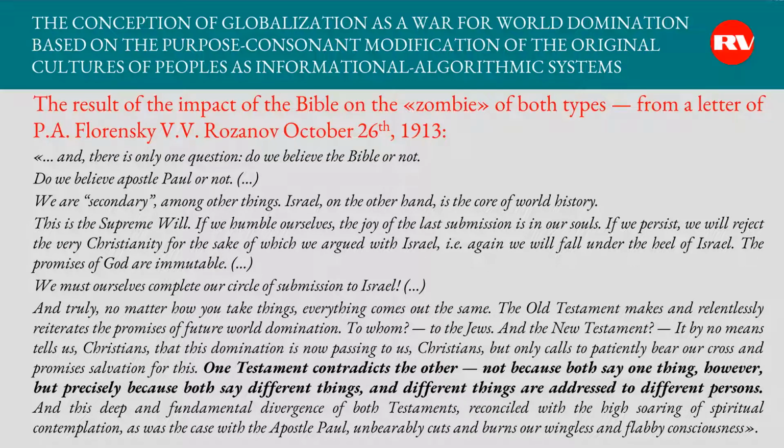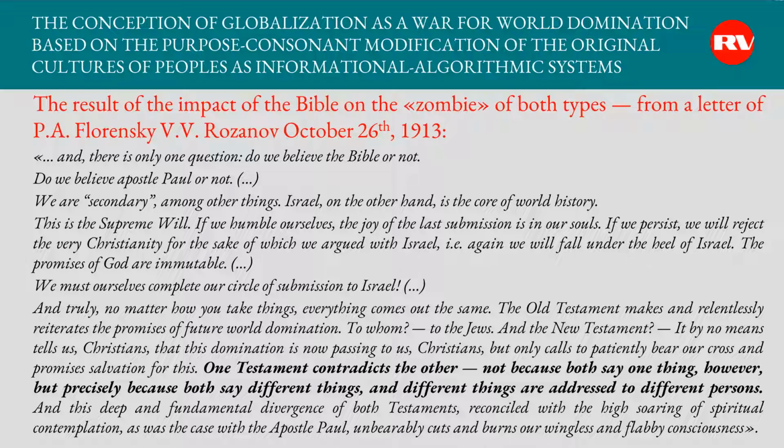We are secondary, among other things. Israel, on the other hand, is the core of world history. This is the supreme will. If we humble ourselves, the joy of the last submission is in our souls. If we persist, we will reject the very Christianity for the sake of which we argued with Israel. That is, again, we will fall under the heel of Israel. The promises of God are immutable. We must ourselves complete our circle of submission to Israel.